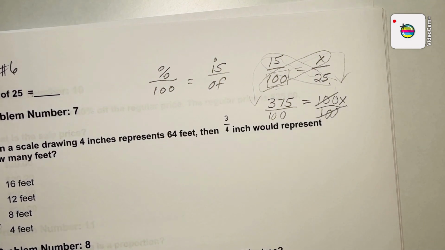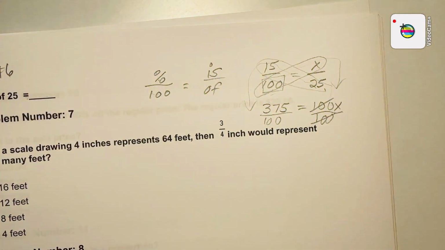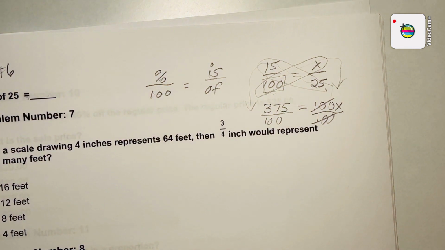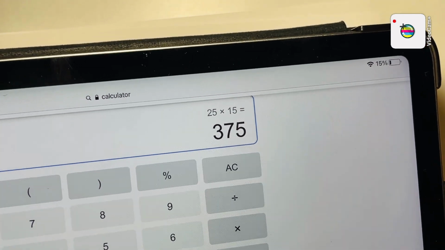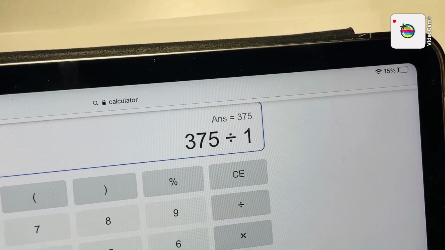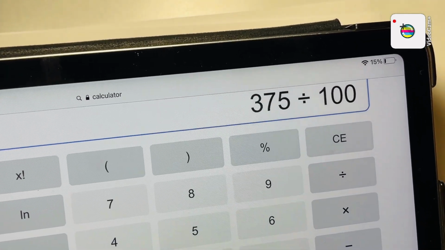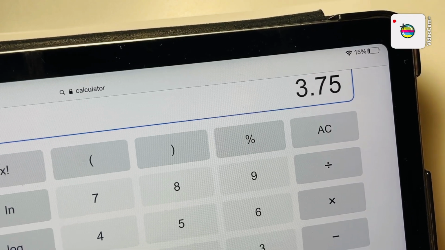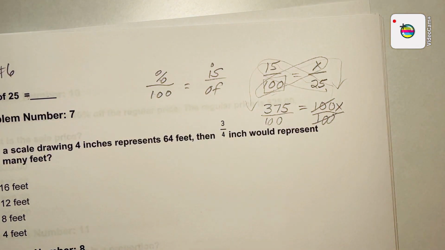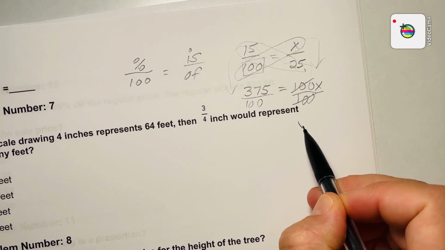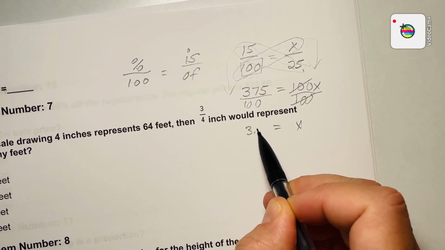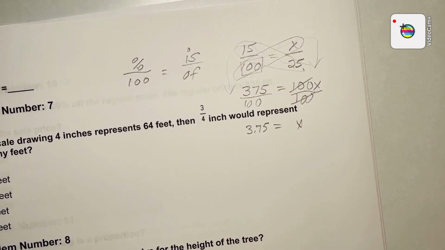Anyways, so 375 divided by 100 is 3.75. So then x equals 3.75.